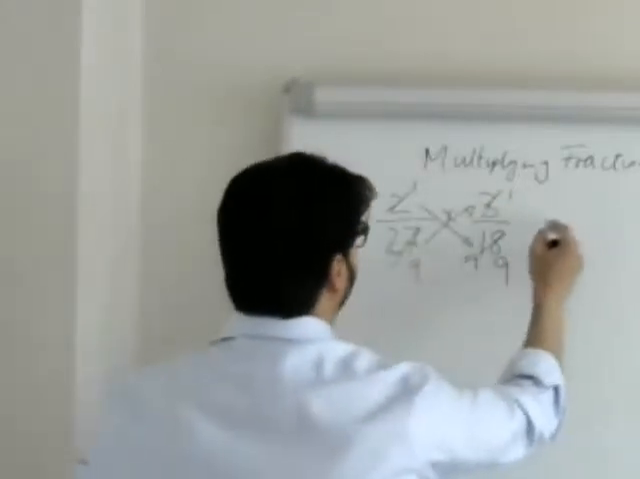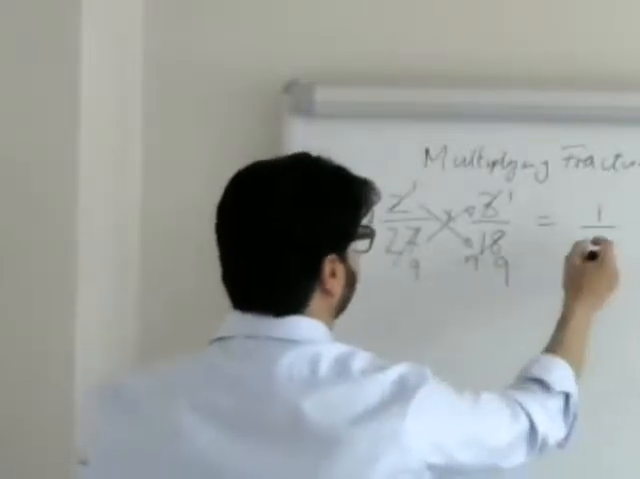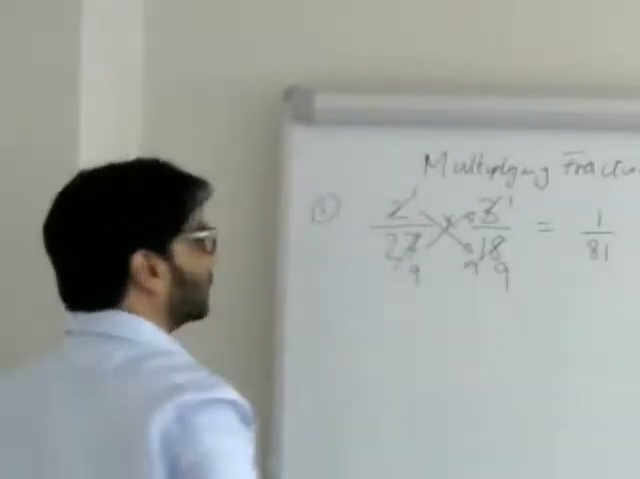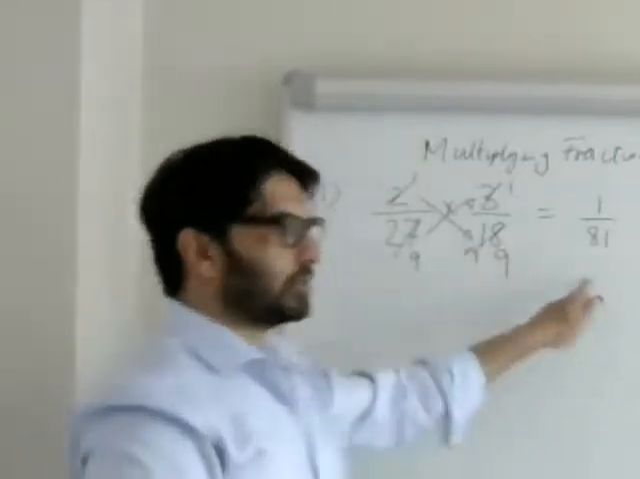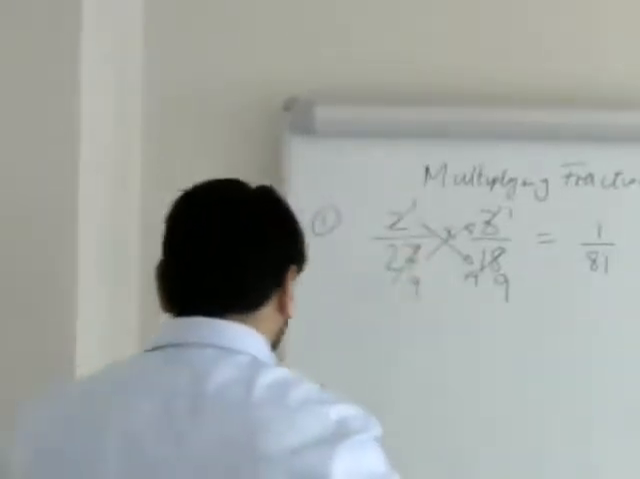So your answer is 1 over 81. And you leave the answer as it is. So that's your fraction resolved. Now let's have a look at another example.